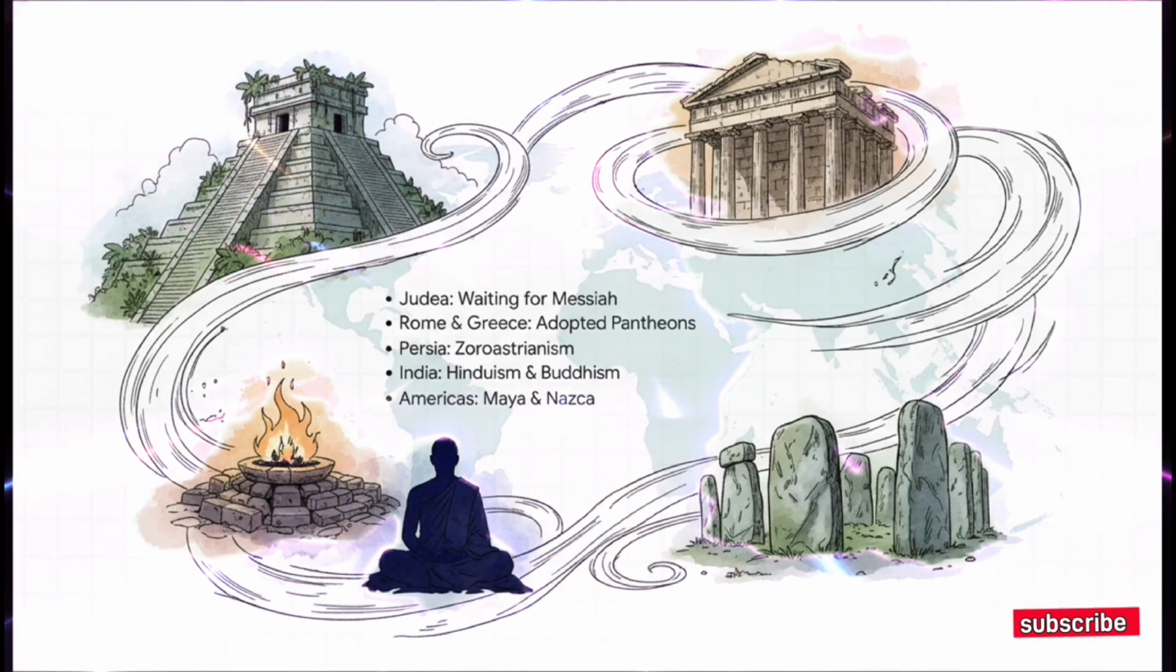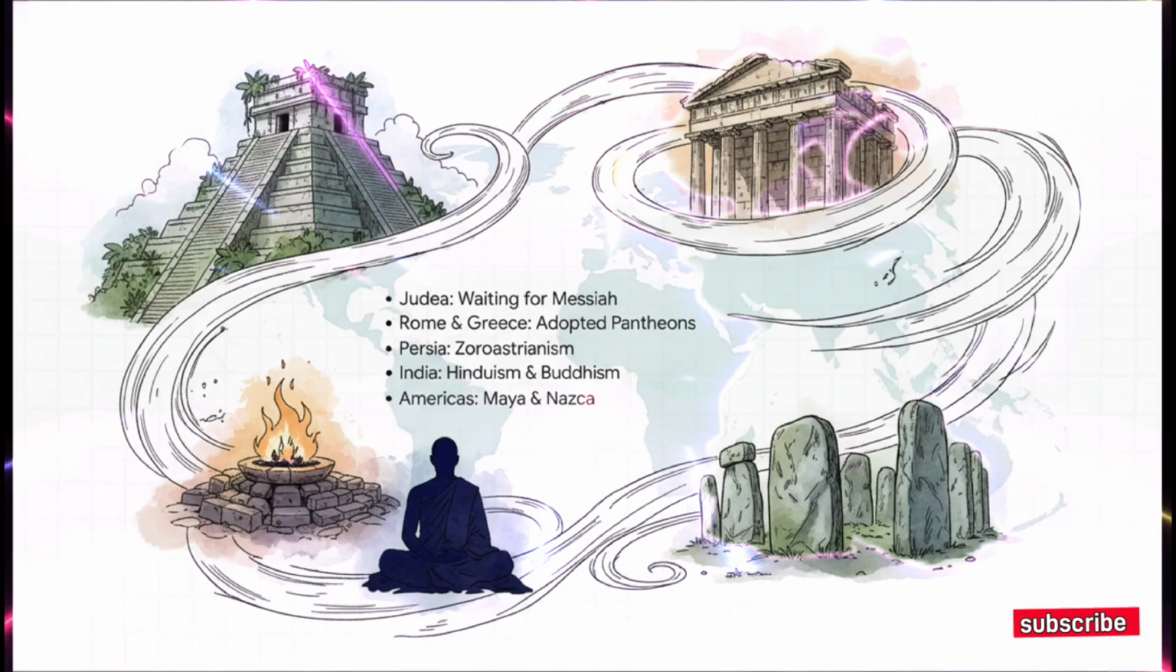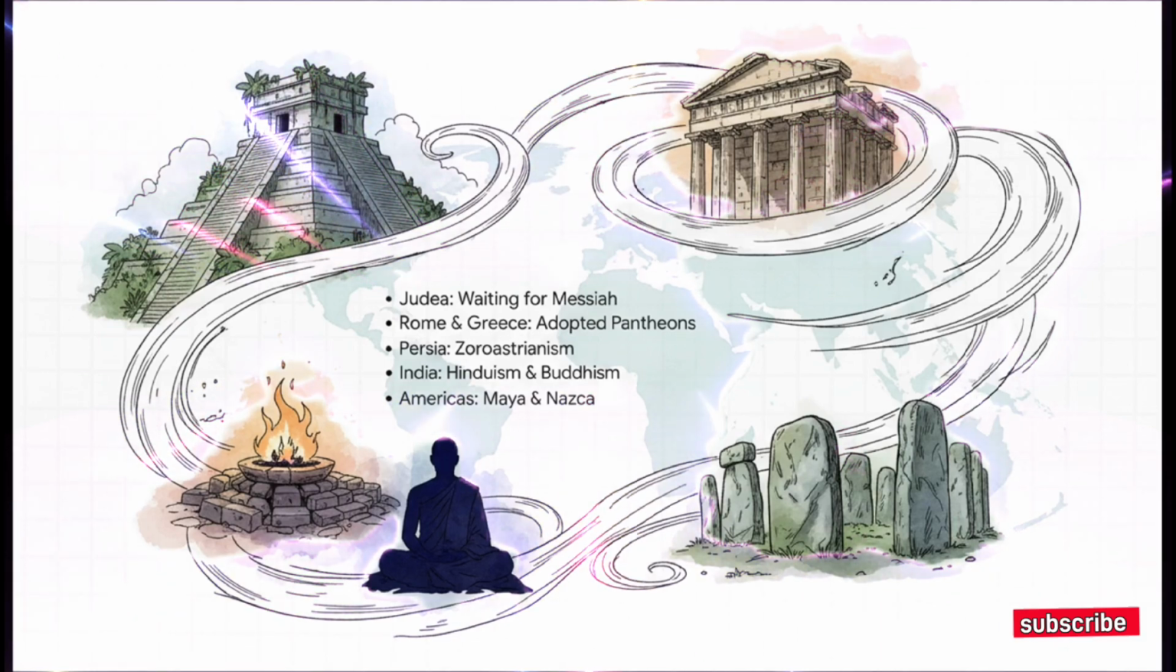In Judea, Judaism was eagerly waiting for a prophesied Messiah after 400 years of prophetic silence. Rome and Greece worshipped powerful, unpredictable pantheons of gods. In Persia, Zoroastrianism wrestled with the cosmic battle between good and evil. In India, millions followed Hinduism and Buddhism, seeking wisdom and release from suffering. Over in China, Taoism and Confucianism taught harmony with nature. Up in the forests of Europe, Celtic druids called upon unseen forces.